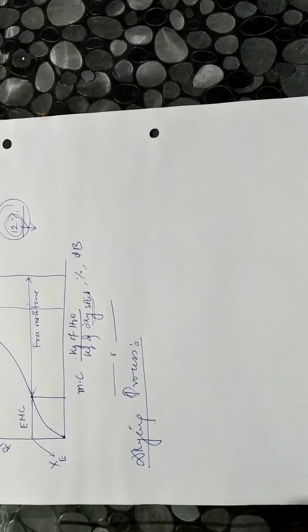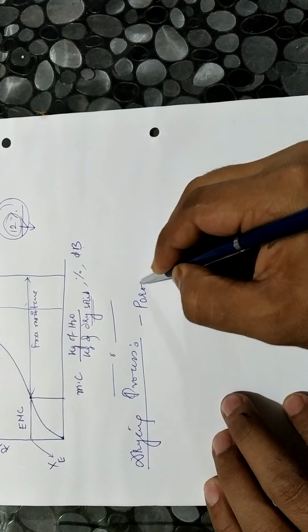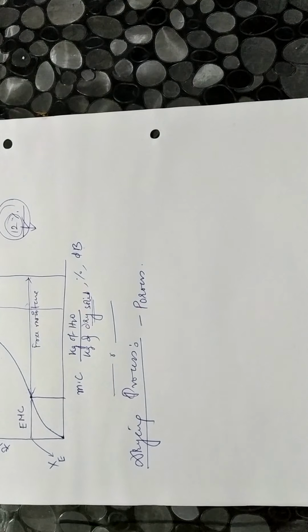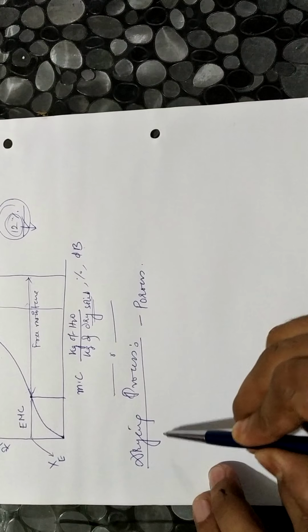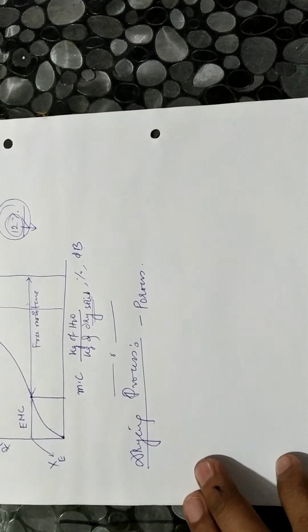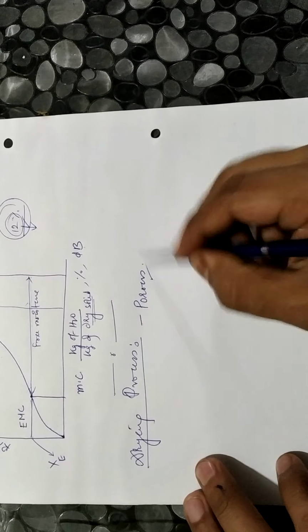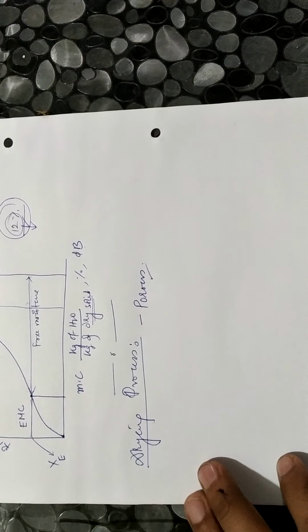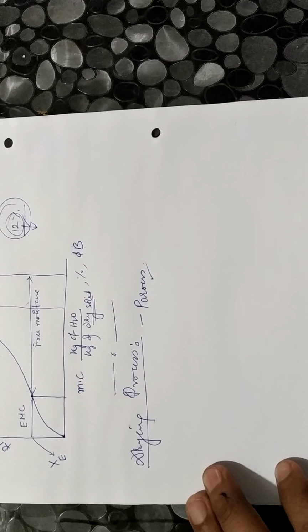This is the main drying behavior, the main drying process here. So what is the drying process? Actually, we know that all agricultural commodities or any food products are mostly porous. So there is a chance of flow of water within these porous materials. With the application of heat or any drying medium, the moisture movement will be through the porous medium. Normally this is due to the diffusion of water through this.